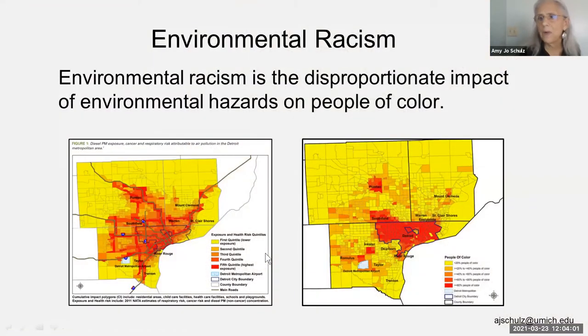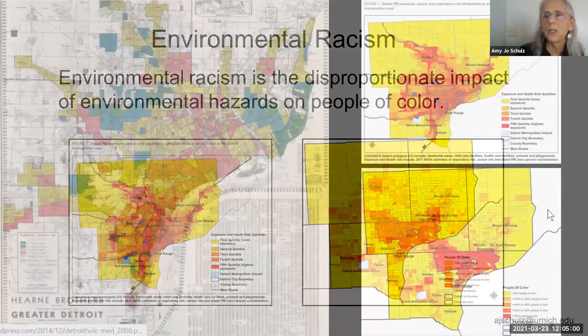This series focuses on environmental racism and environmental justice. Environmental racism is the disproportionate impact of environmental hazards on people of color. And I just included these two maps as one illustration of what that can look like. The map on the left shows exposure to diesel PM, cancer, and respiratory risks that are directly attributable to air pollution in the Detroit metropolitan area. Detroit is outlined in black on that slide, and it's surrounded by the tri-counties of Wayne, Oakland, and Macomb. You can see the distribution of the red, darkest red shows the highest risk of air pollution, and increasingly lighter colors show lower risk of air pollution. Juxtaposed against that is the map on the right, which shows the distribution of people of color, and I think visually makes the point that people of color in the Detroit metropolitan area experience disproportionate exposure.